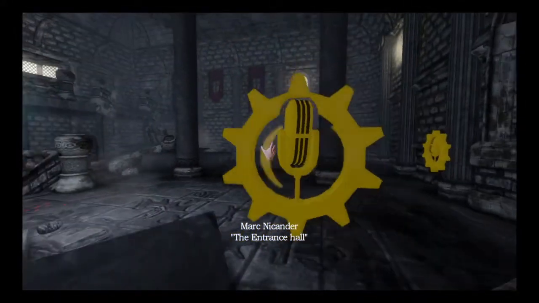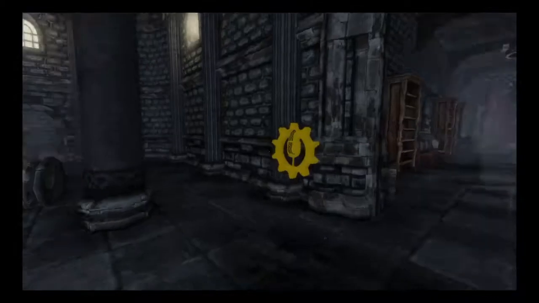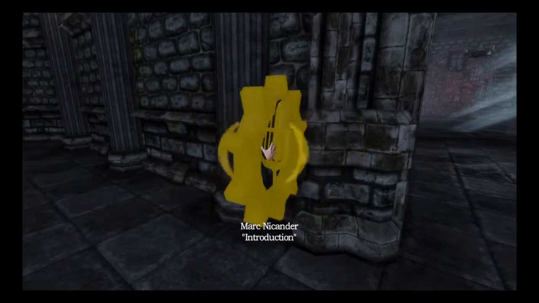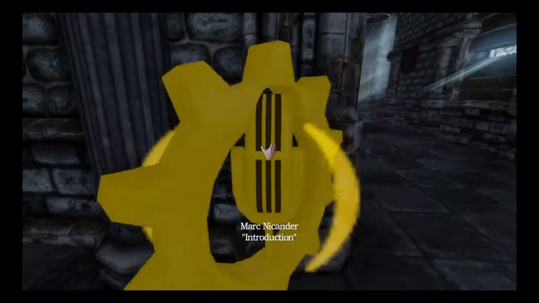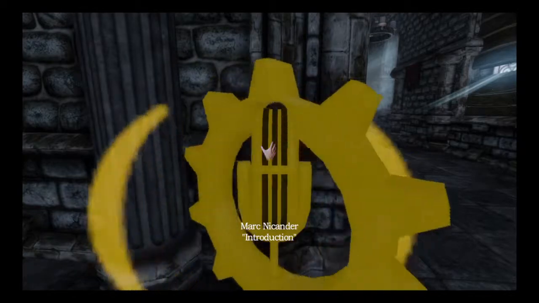The entrance hall was first shown in our first gameplay trailer, and while the layout hasn't changed much, the details have. Hello, my name is Mark Nikander. I'm a 3D artist and level creator at Fictional Games. I started out as a helper during Penumbra Overture, and I was finally hired as a full-time artist in the later part of.